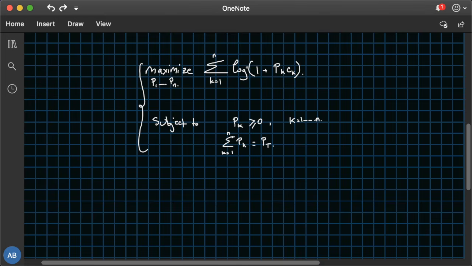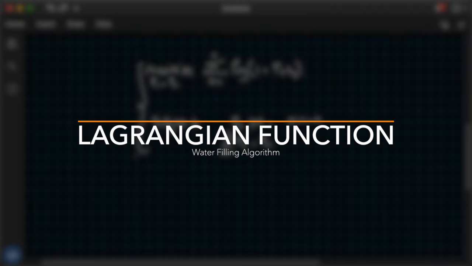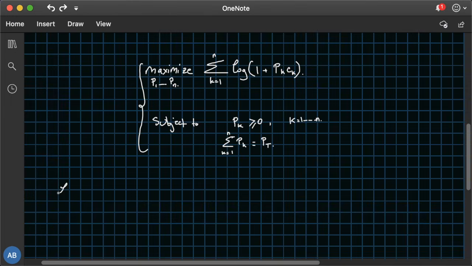Well, maximizing a concave function is the equivalent of minimizing a convex function, right? All you have to do is just insert a minus right here. Minus log is convex, and the maximization is now a minimization. So we're going to leave it as is, and we're going to formulate the Lagrangian function. That is a function in all my powers, P1 down to Pn, and the Lagrangian multipliers.